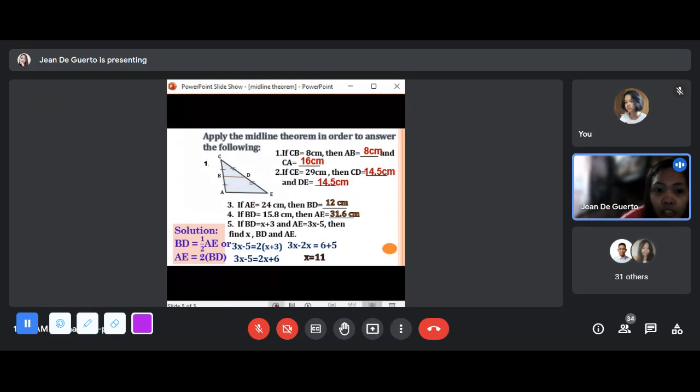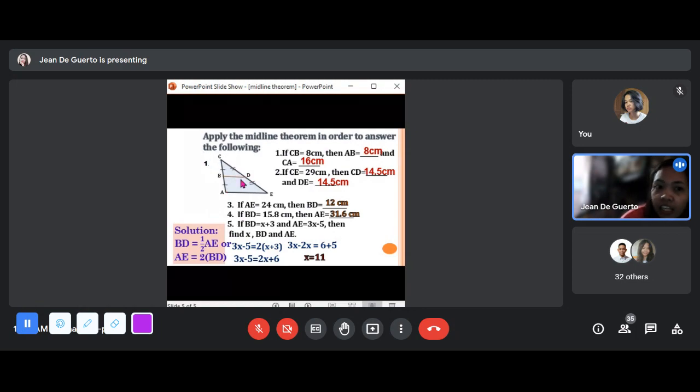Okay, so the midline theorem says the midline is parallel to the third side of the triangle and it is half as long as the third side. So the length of the midline is 1/2 of the length of the third side of your triangle. So basically, this is your equation if you are going to determine the length of the midline or the third side of our triangle.